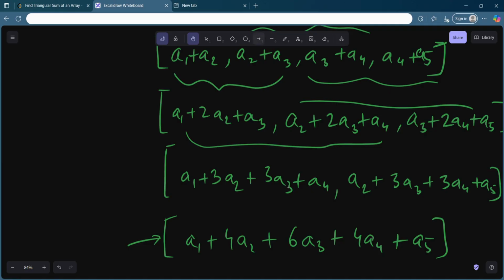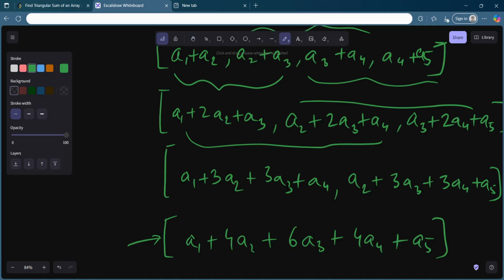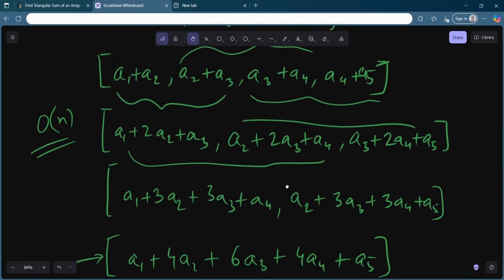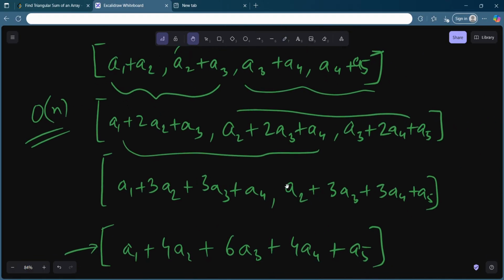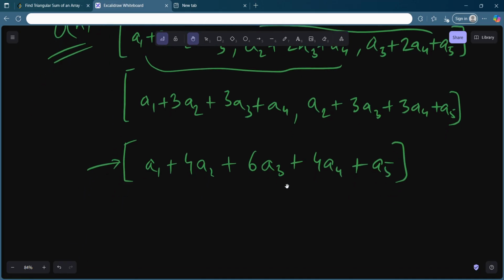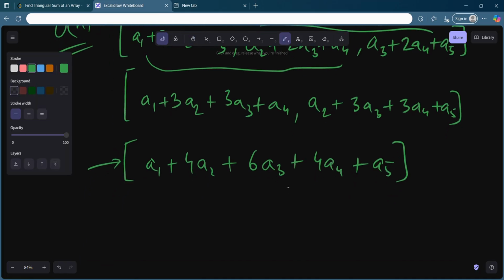Now I am asking you to calculate this in O of n time, instead of O of n squared. So how will you do it? There is an observation: if you look at this, you are getting the binomial coefficients of Pascal's triangle.